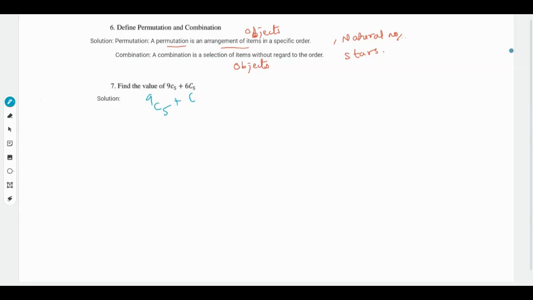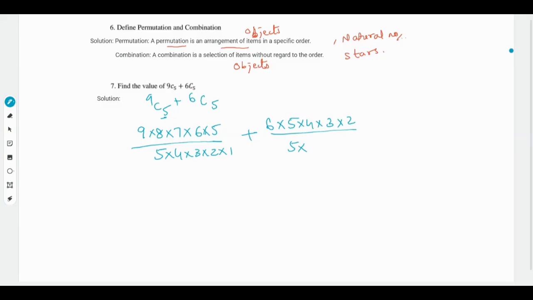Then the next one we have is 9C5 plus 6C5. So we need to find 9C5: 5 elements written in reverse, 9 into 8 into 7 into 6 into 5 divided by 5 factorial, 5 into 4 into 3 into 2 into 1. Then plus 6C5: 6 into 5 into 4 into 3 into 2 divided by 5 factorial, 5 into 4 into 3 into 2 into 1. Factorial is nothing but writing the number in reverse order till you get 1.